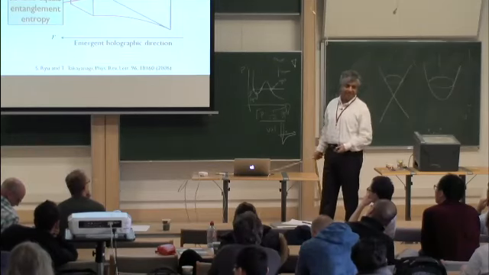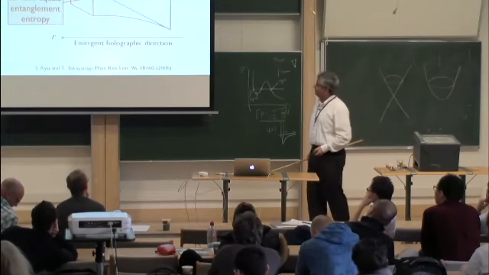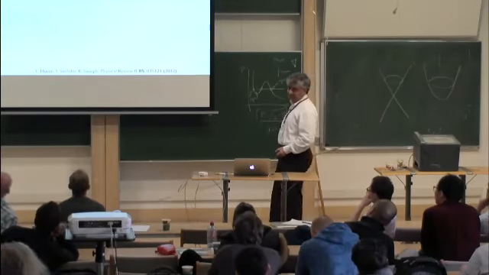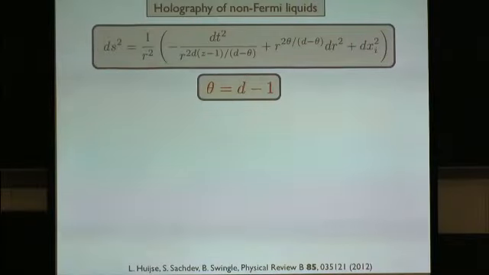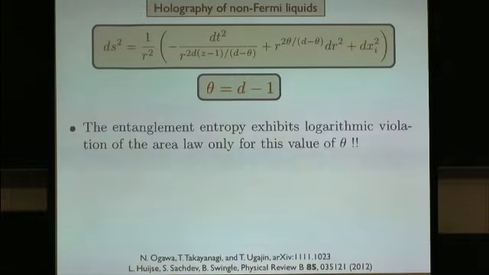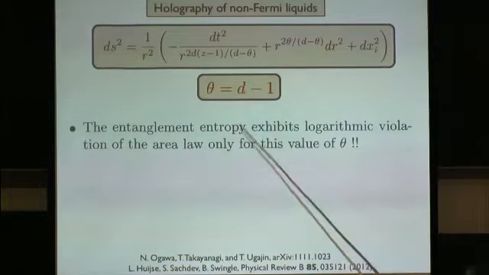And so now we have the tool, since we have a metric, to compute it for this non-Fermi liquid. Okay, all right. So here's the metric with theta equals d minus 1. Let's take this metric and compute the entanglement entropy by the Ryu-Takayanagi formula. This is what was done by Ogawa et al. And now there's 2 exclamation marks. I'm getting more excited. For precisely this value of theta, you find the log violation of area law.